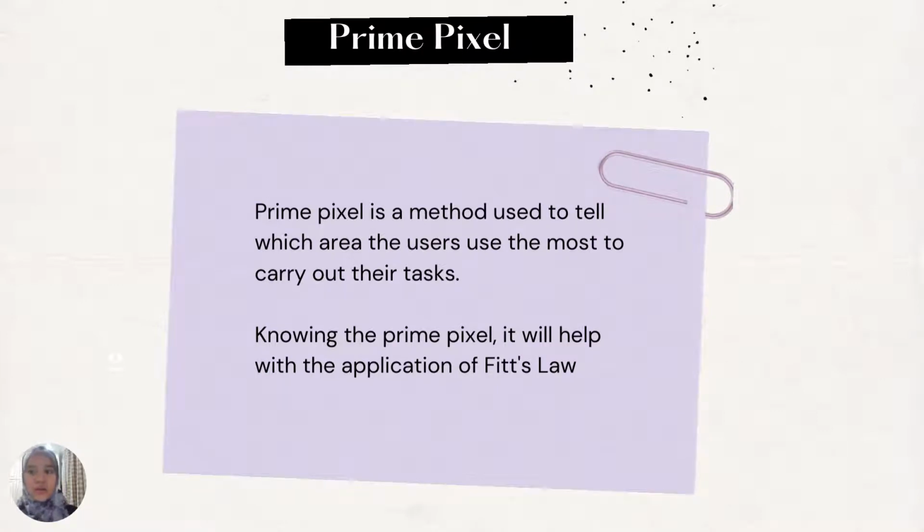Okay, so moving on. Now let's talk about prime pixel. The prime pixel is a method, almost like a measurement, that one can use as a guide to tell which area the user uses the most. From that, we can apply Fitts's law and predict where else on the screen the user will move.